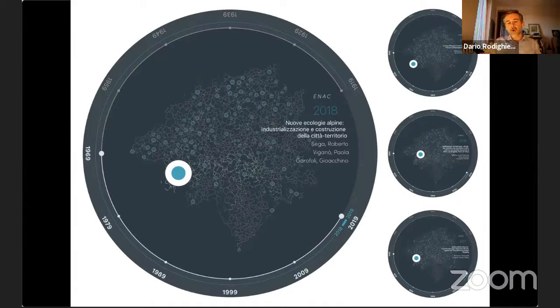And you have on the right the metadata like the year of the defense, the ENAC, which is the faculty. You have the title, Nuove Ecologie Alpine. You have the author's name, and you have even the directors of the thesis. And here we have four different selections, all from the Department of Architecture.